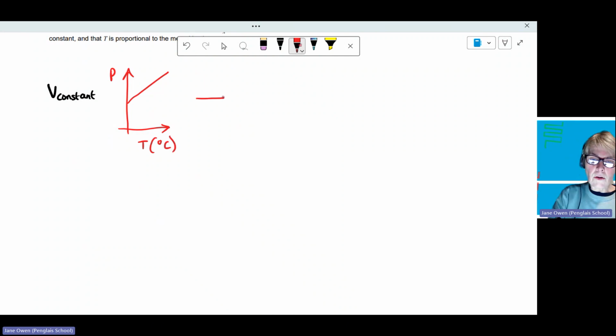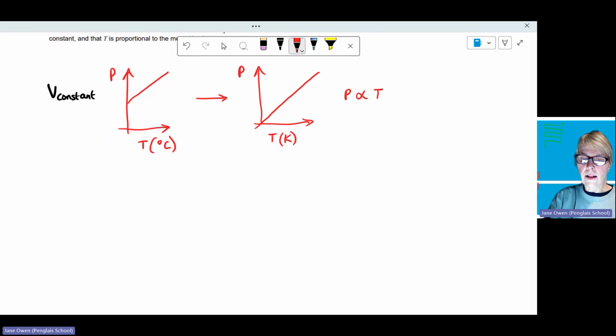But if we then convert the temperature into Kelvin, then we get a directly proportional relationship where the pressure is proportional to the temperature. It's a straight line going through the origin, 0, 0, as long as that temperature is in Kelvin. So we can't use degrees C here, and this is known as the pressure law. Some of you might come across it in triple.